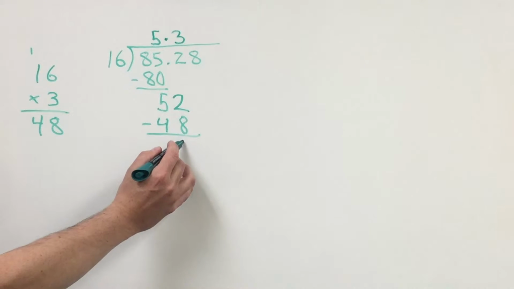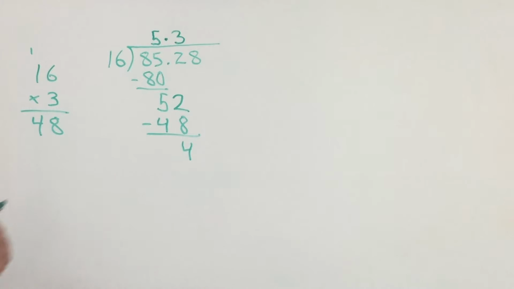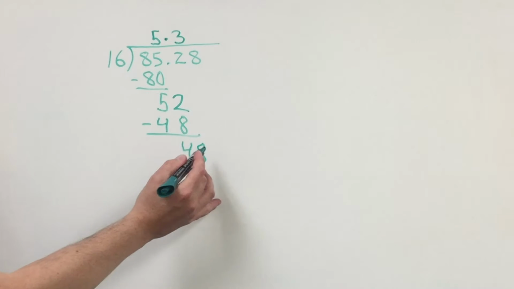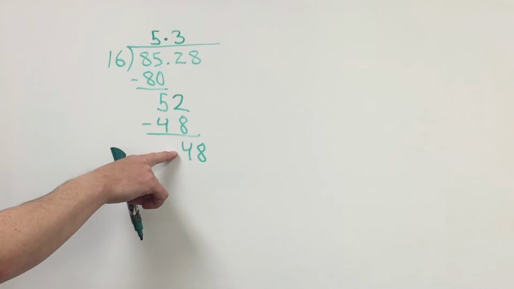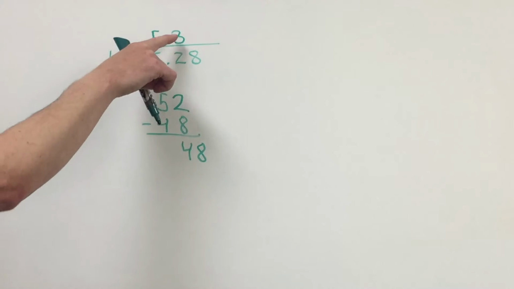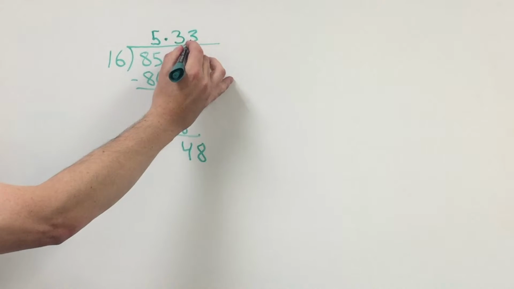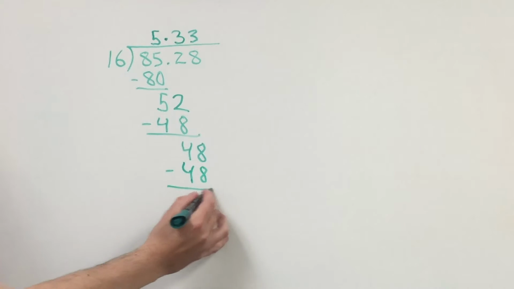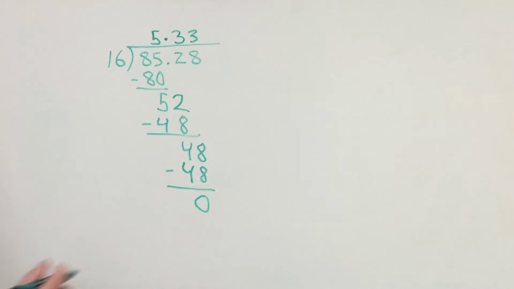12 minus 8 is 4. 4 minus 4 is 0. So 52 minus 48 is 4. So let's bring down the last number. Well, how many times does 16 go into 48? Well, we just saw that 16 goes into 48 3 times. 3 times 16, being 48, means when we subtract 48 from 48, we get 0, and we're done.